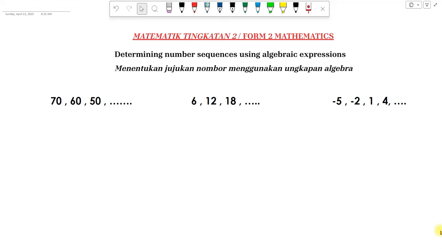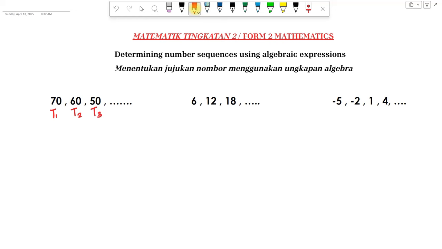Okay, using algebraic expression to determine the pattern. Okay, so now what we're going to do first is we are going to label our terms. So this is sebutan pertama, term 1, T2 sebutan kedua, T3 sebutan yang ketiga.